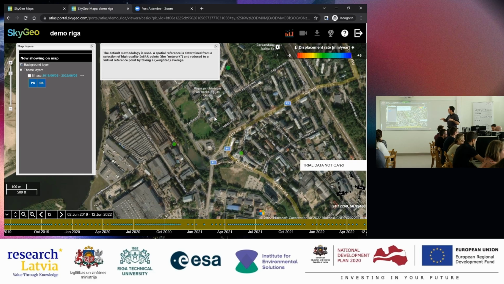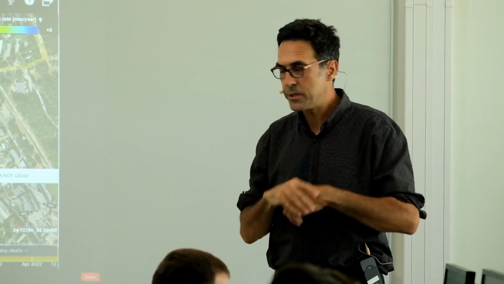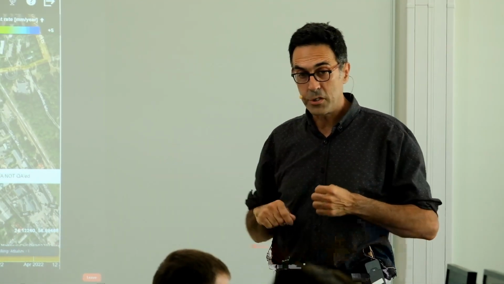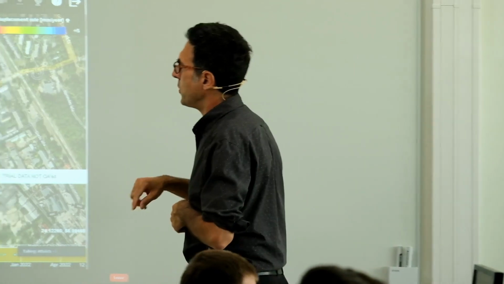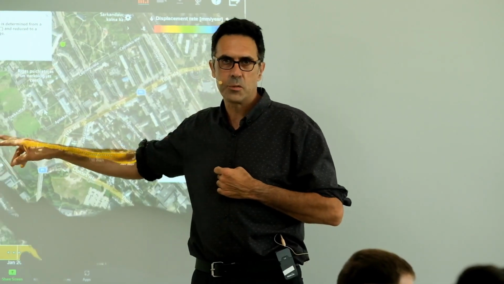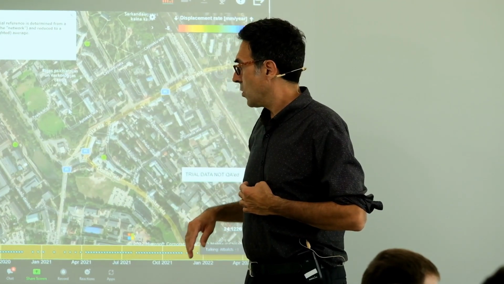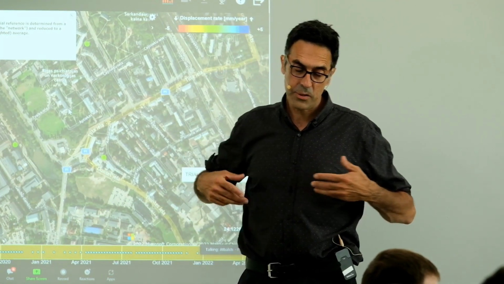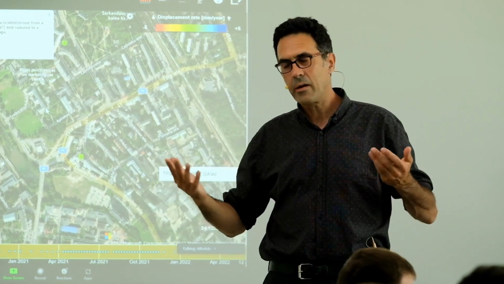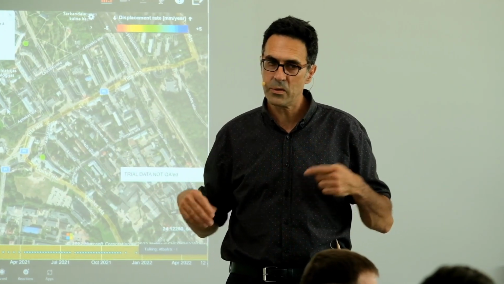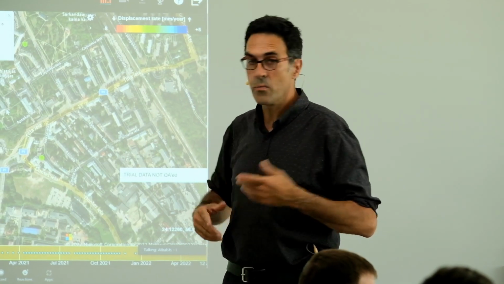This is the network. Then what we do is we get a virtual reference point, which is the average or weighted average of all those points. We could make different choices. We could select one particular point and say, we have information that this point is very, very stable, so we're going to keep that. Or we can assume that over this particular area, on average, it is 0. If you don't know, then you make an assumption.